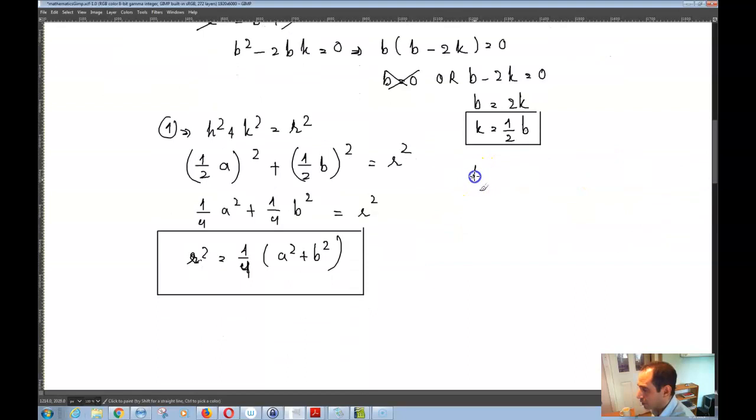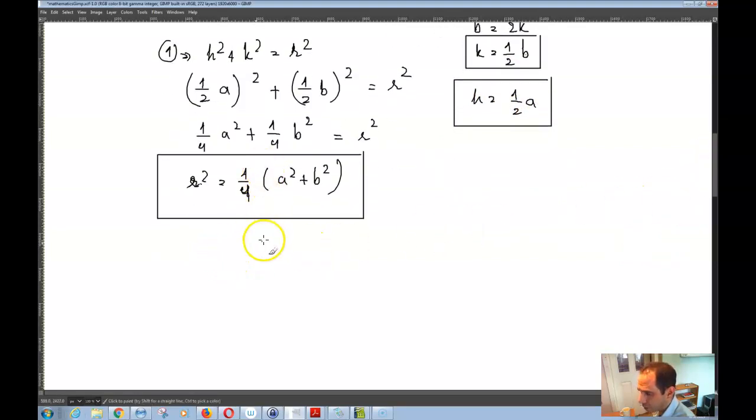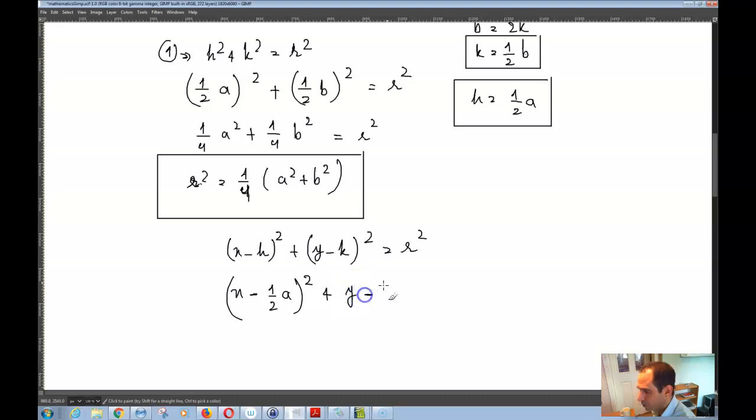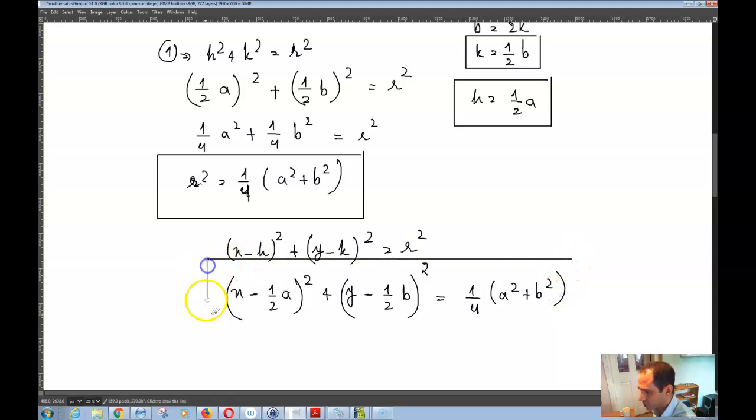Now h is equal to 1/2 a. So now what that means is that if you write the equation of a circle as x minus h whole squared plus y minus k whole squared is equal to r squared, over here you can write basically x minus 1/2 a whole squared plus y minus 1/2 b whole squared is equal to r squared, which is equal to 1/4 times a squared plus b squared. This is the equation of the circle.